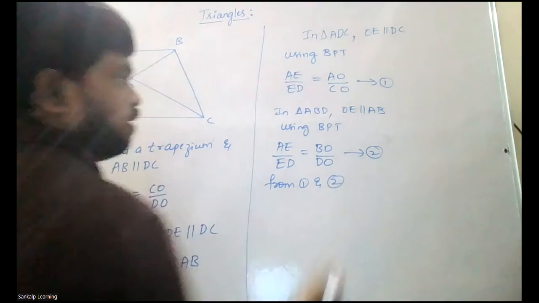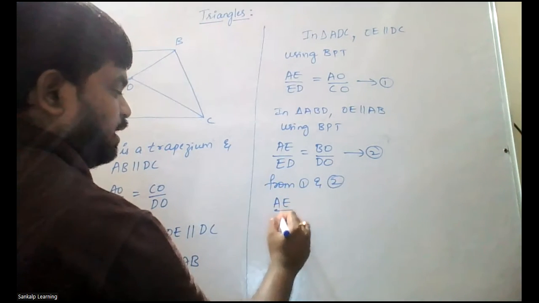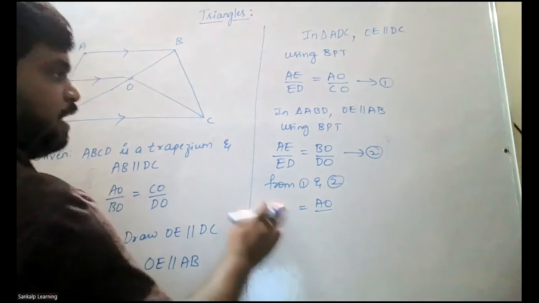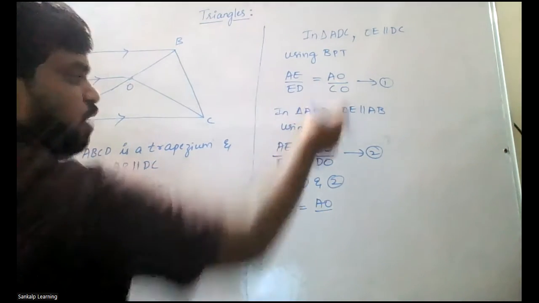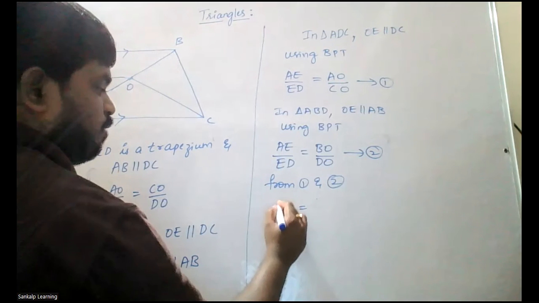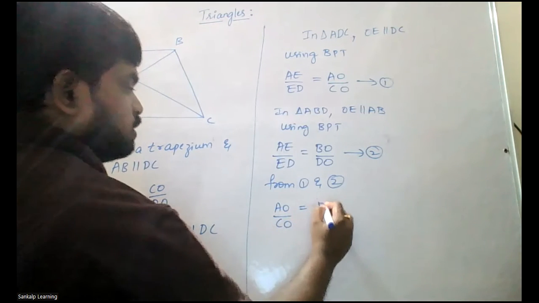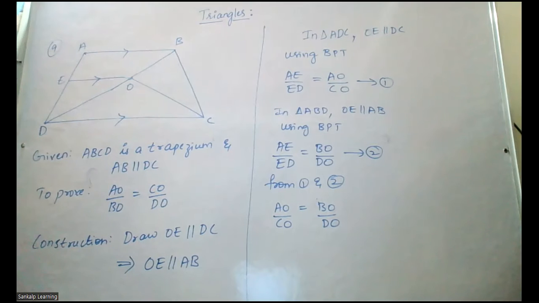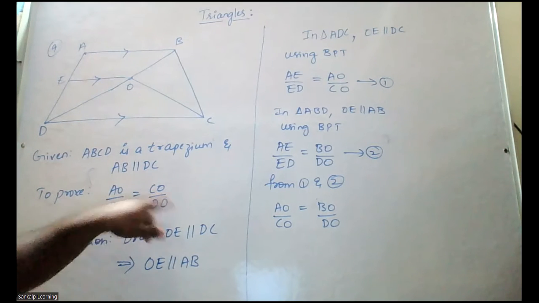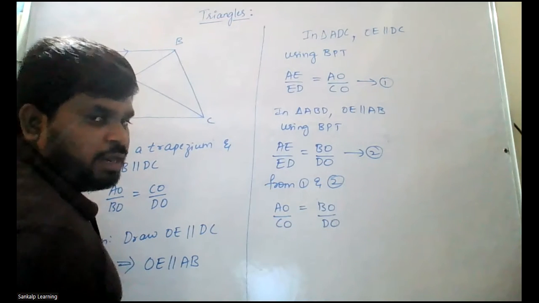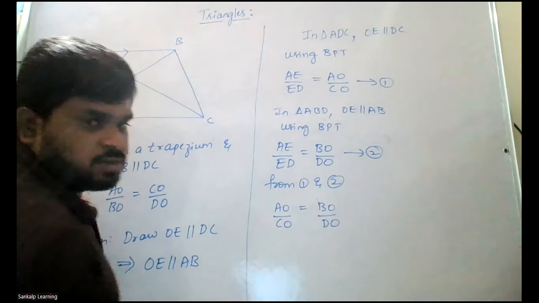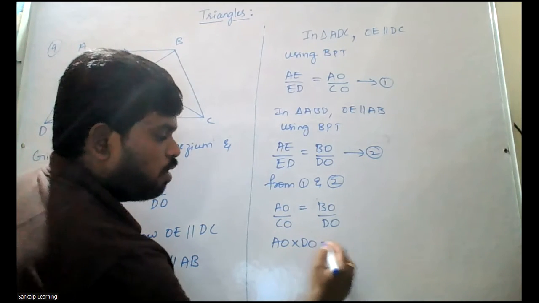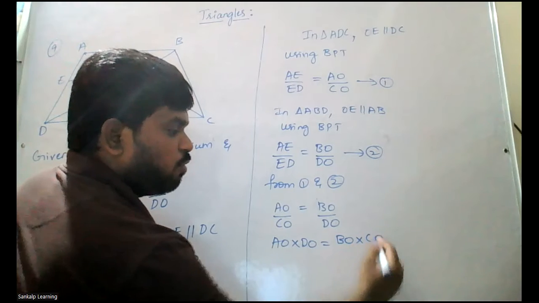So from 1 and 2, I can tell that AE by ED is equal to AO by CO and also BO by DO. From 1 and 2, the LHS are the same, therefore the RHS are the same, right? So AO by CO is equal to BO by DO. Now what I'll do is I'll just swap the places. We can do that. Or in other words, let me cross multiply it. AO into DO is equal to BO into CO.